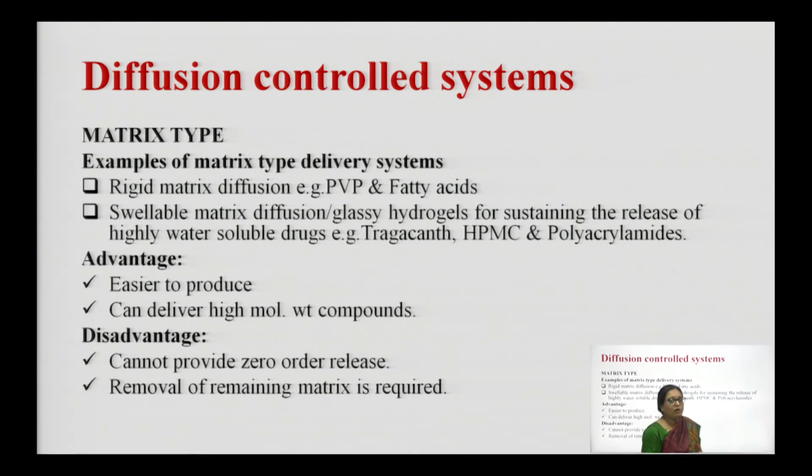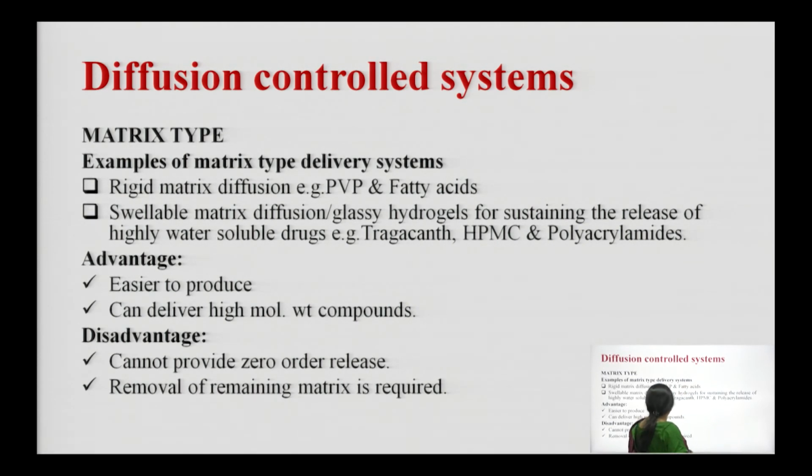These diffusion controlled matrix drug delivery systems can be of 2 types further. The matrix can be rigid, for example, a matrix made up of PVP and fatty acids, or the matrix can be a soluble matrix or glassy hydrogels for sustaining the release of highly water soluble drugs. Advantages of these matrix type of drug delivery systems are that these matrices are easy to produce, and they can deliver high molecular weight compounds. This was a restriction in reservoir type of delivery systems.